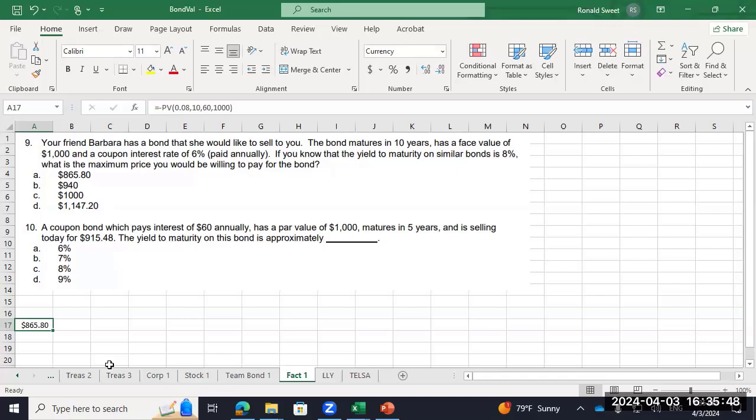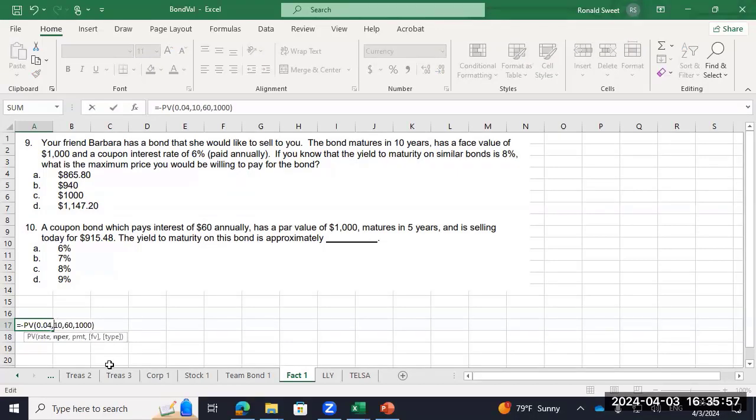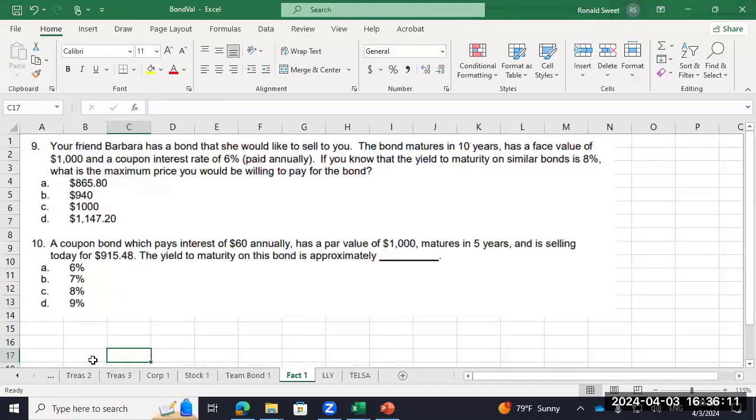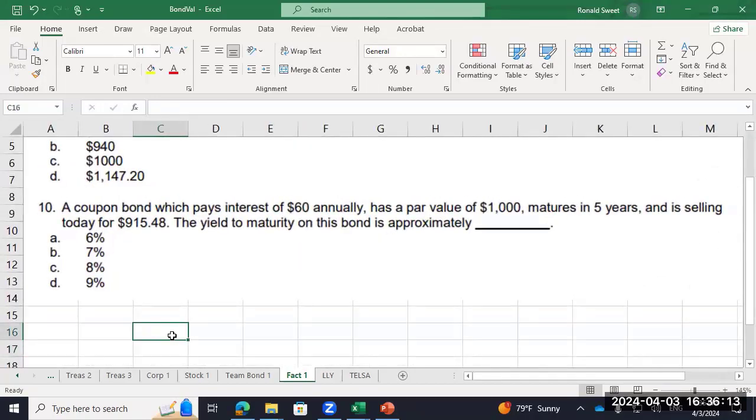Also, what would it be realistically then? Well, if you did it twice, you're going to get a slightly different answer, but not radically different. So 864.10 instead of 865.80. Now, the second one, they do this problem, and it's a little bizarre because they don't give you the exact answer. So what I would do with a problem like this is I would do all 4 scenarios and just see which one's the closest.